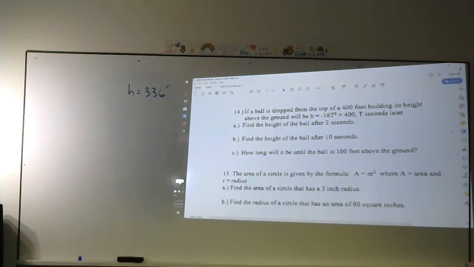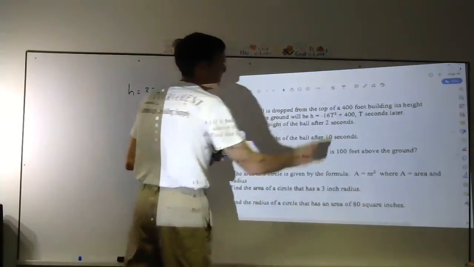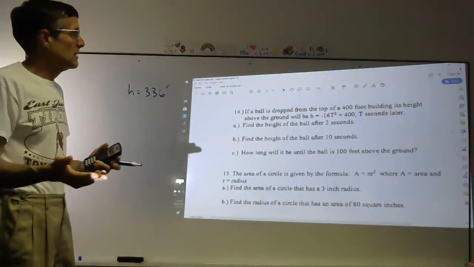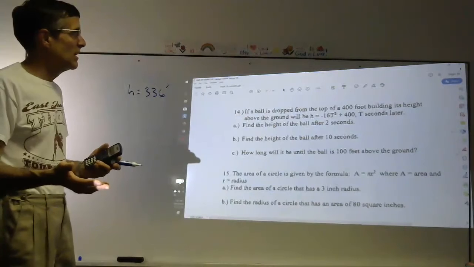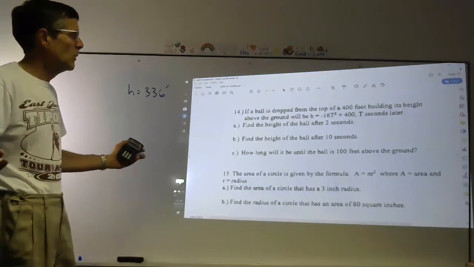Okay. Find the height of the ball after 10 seconds. I'm going to put 10 in here. 10 times 10 is 100. Times 16 is 1,600. Negative 1,600 plus 400 is negative 1,200. Whoa!